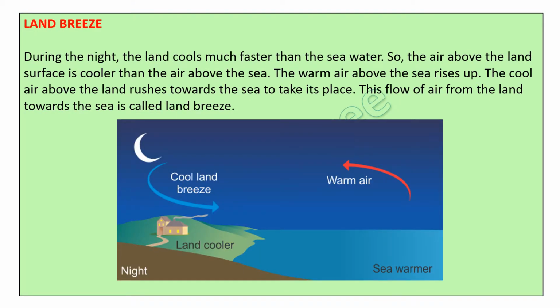What is land breeze? During the night, the land cools much faster than the sea water. So the air above the land surface is cooler than the air above the sea. The warm air from the sea rises up. The cool air above the land rushes towards the sea to take its place. This flow of air from the land towards the sea is called land breeze.